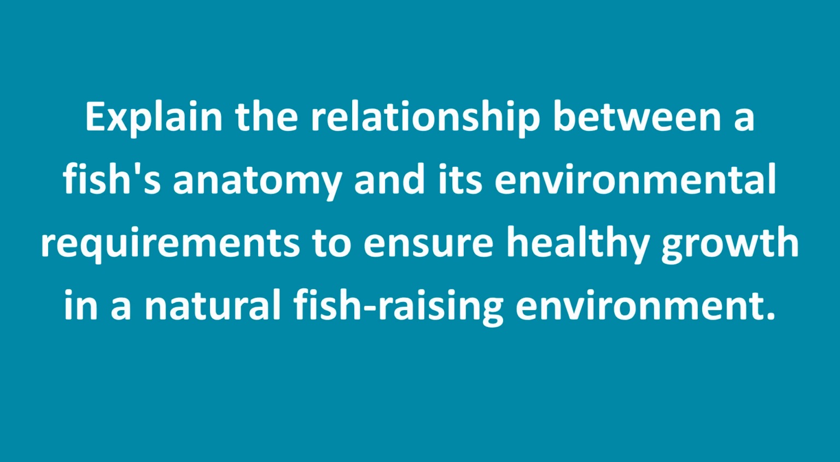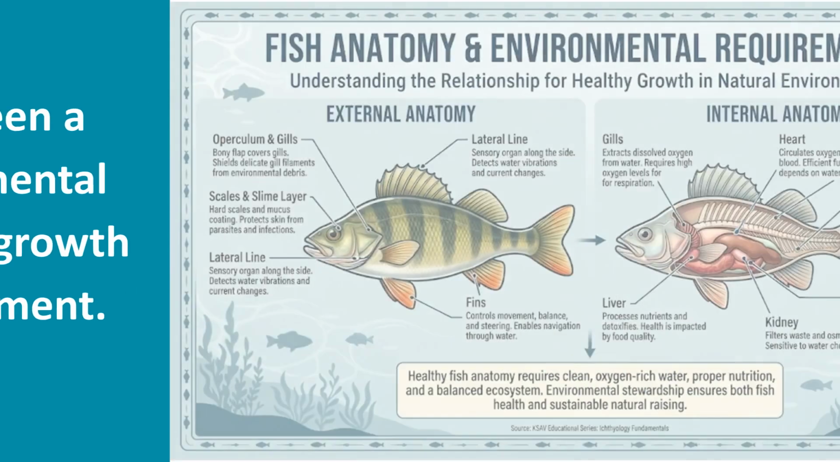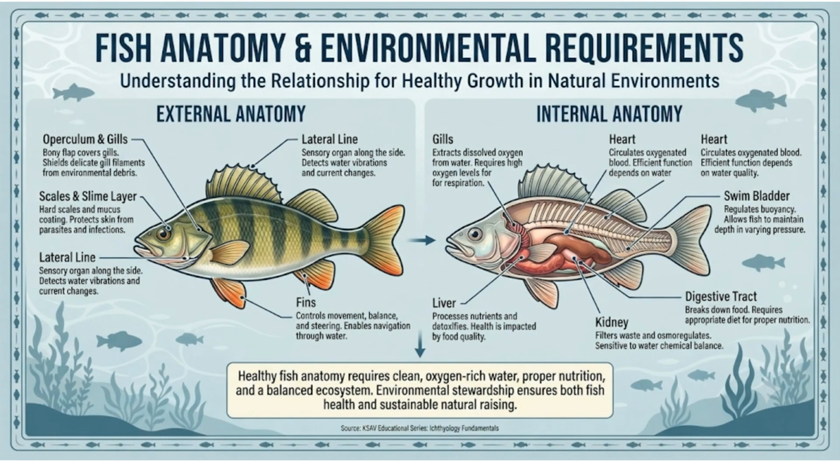Welcome to this video on the relationship between fish anatomy and their environmental requirements. Understanding this connection is essential for ensuring the healthy growth of fish in a natural environment. Fish possess both external and internal anatomy designed for survival. Their organs, such as gills for oxygen extraction and their skin layer for protection, are deeply influenced by the quality and conditions of their aquatic habitat.